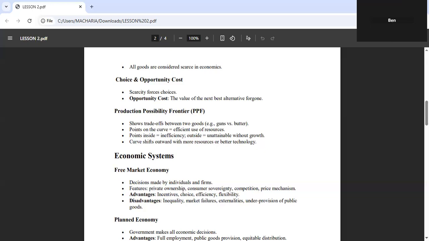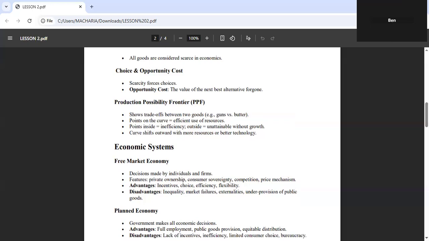That means where you plot a graph of demand for guns against demand for food, the points that lie on the curve are efficient use of resources. But if the points are inside, then it is inefficient. And if the points are outside, then it is unattainable without growth. Therefore, we can say that the production possibility frontier goes hand in hand with opportunity cost. What do you prefer in substitute of the other? So curves shift outwards with more resources or better technology.